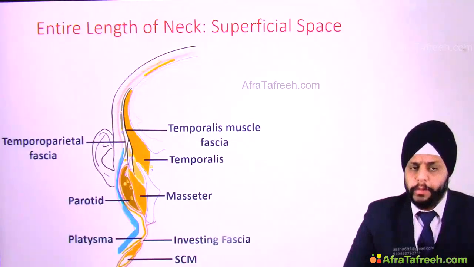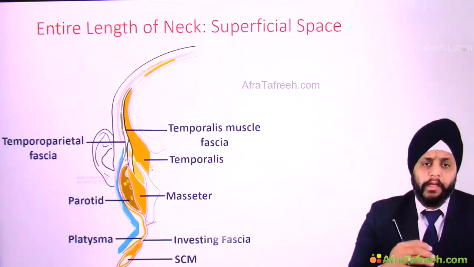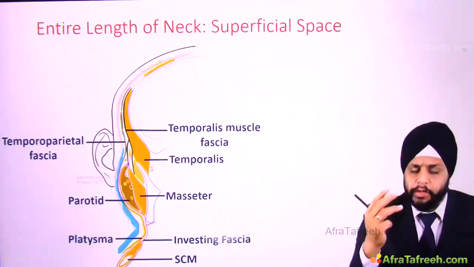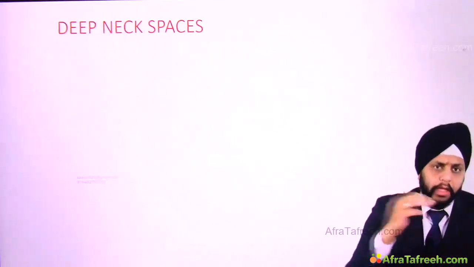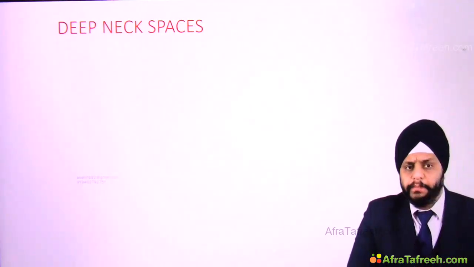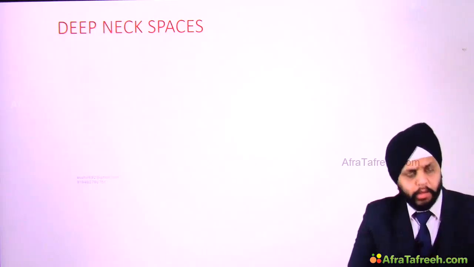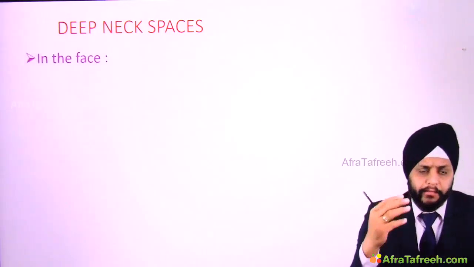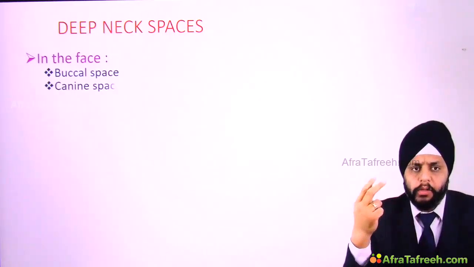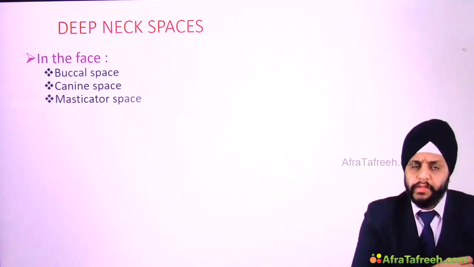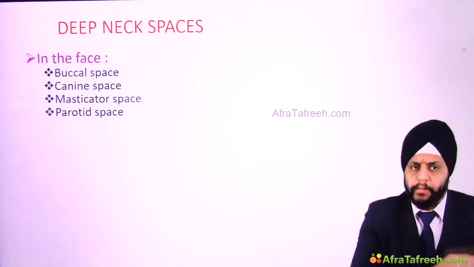Those spaces are formed by the deep layer of cervical fascia. The deep layer of cervical fascia, if you remember, is divided into 3 more layers: superficial layer, middle layer and deep layer. Now the deep neck spaces can be divided into 4 different categories. The first category is those in the face. In the face we have number 1 the buccal space, number 2 the canine space, number 3 the masticator space, and number 4 the parotid space. We are going to discuss each one of them one by one.